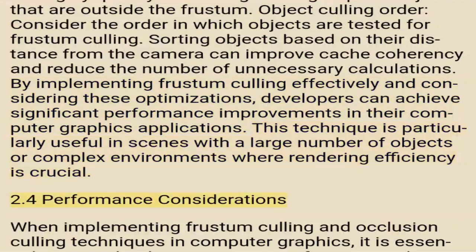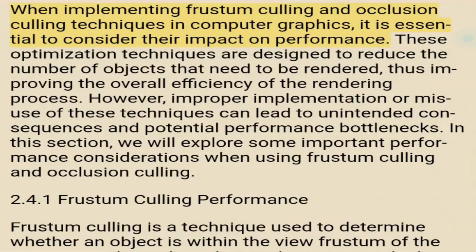2.4 Performance considerations. When implementing frustum culling and occlusion culling techniques in computer graphics, it is essential to consider their impact on performance. These optimization techniques are designed to reduce the number of objects that need to be rendered, thus improving the overall efficiency of the rendering process. However, improper implementation or misuse of these techniques can lead to unintended consequences and potential performance bottlenecks. In this section, we will explore some important performance considerations when using frustum culling and occlusion culling.